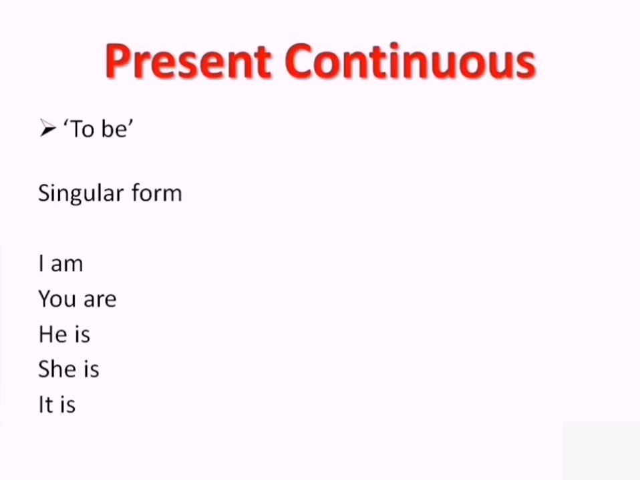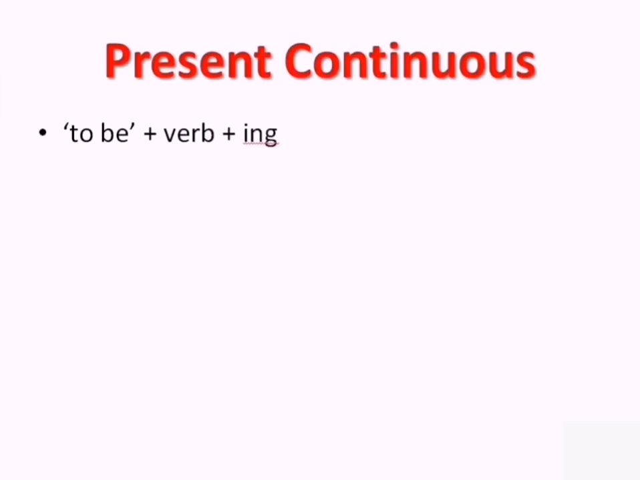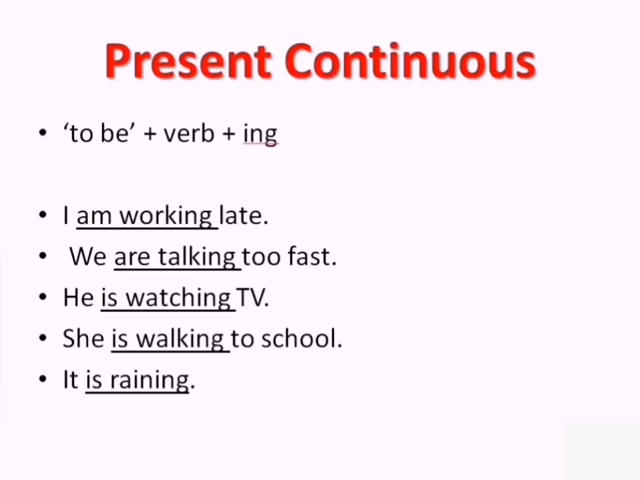The present continuous. But before we get started, it's good to know how to conjugate the verb to be. The singular forms are I am, you are, he is, she is, it is. Plural forms are we are, you are, they are. First and foremost, we need the auxiliary verb to be, the infinitive form of the verb, and ing. Take a look at the examples. I am working late. We are talking too fast. He is watching TV. She is walking to school.